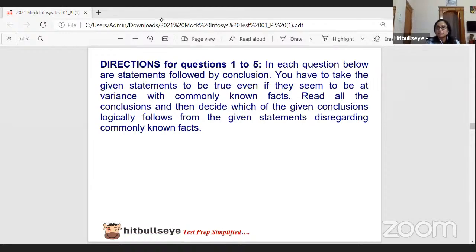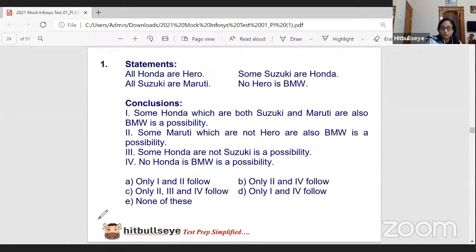You have to take the given statements as true, even if it seems to be wrong by your common sense. That's what I also said. Read all the conclusions and then decide which of the given conclusions logically follows from the given statements, disregarding the commonly known facts. That's what I was also emphasizing. You don't have to bring in your common sense while making conclusions. This is the question. So these are the given statements.